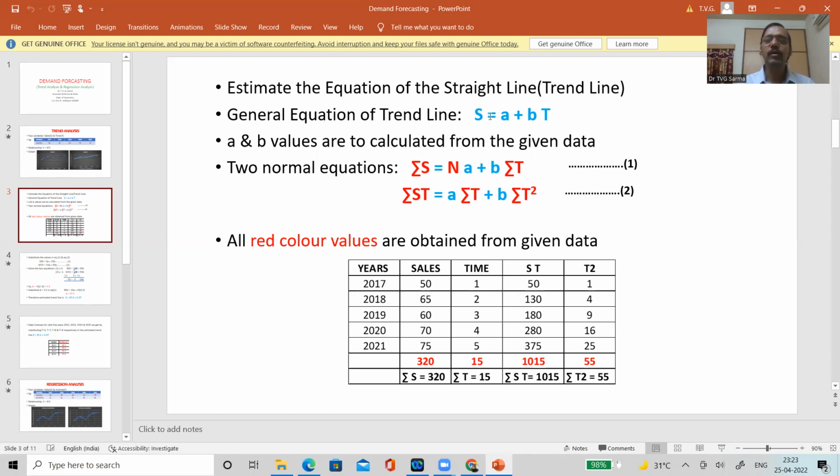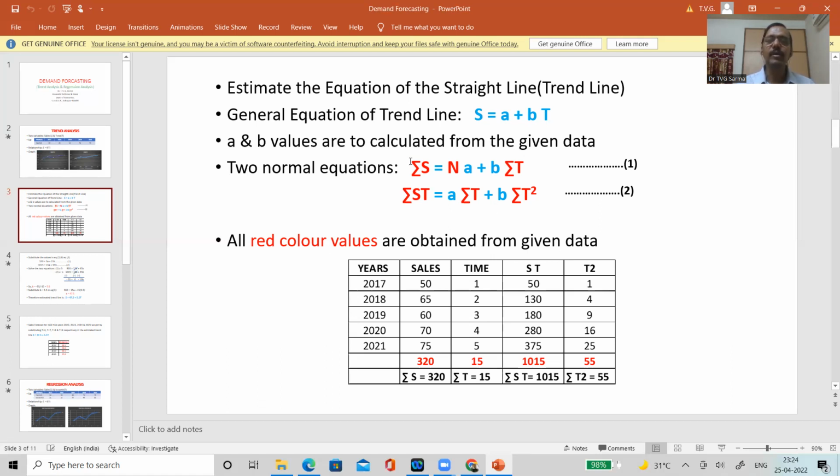You just have to remember the format of the general equation of a trend line. What is it? S is equal to A plus BT. Put a summation symbol, so I get the first normal equation. Multiply this with summation T, you get the second normal equation. These two normal equation values are to be calculated from the table. So red color values are directly obtained from the table.